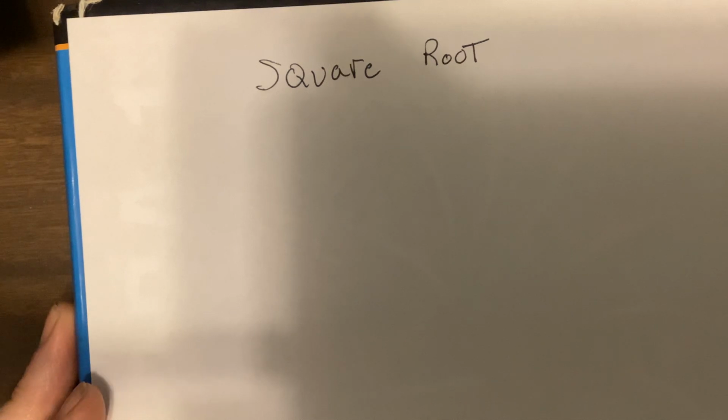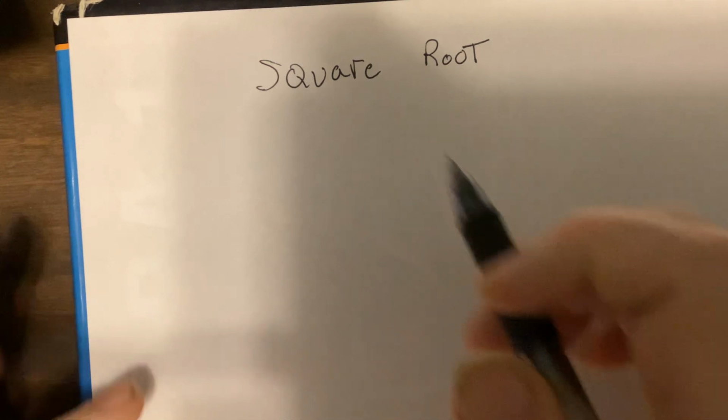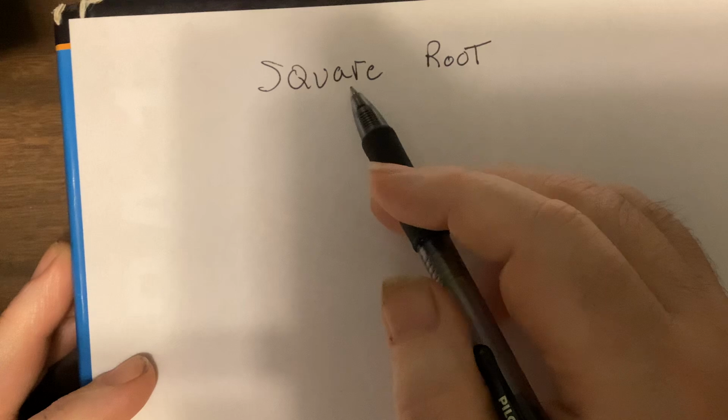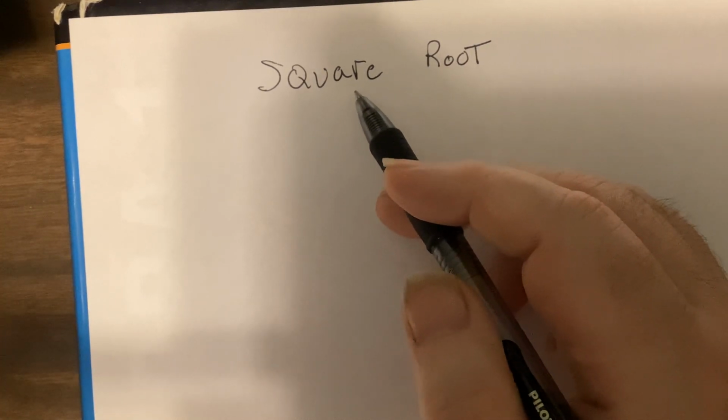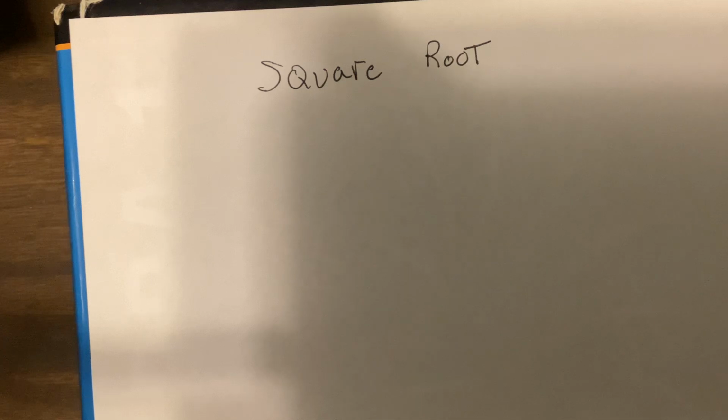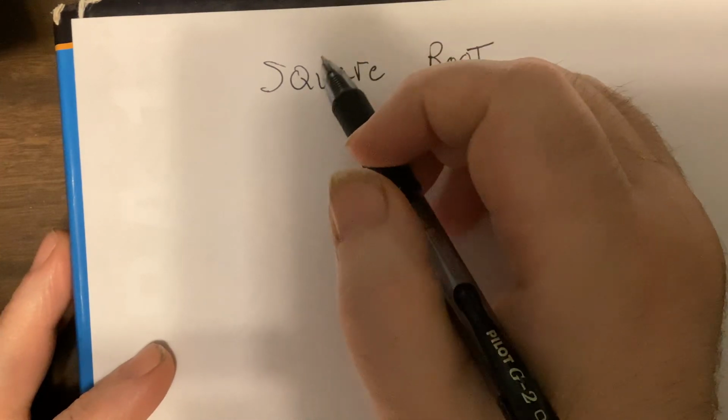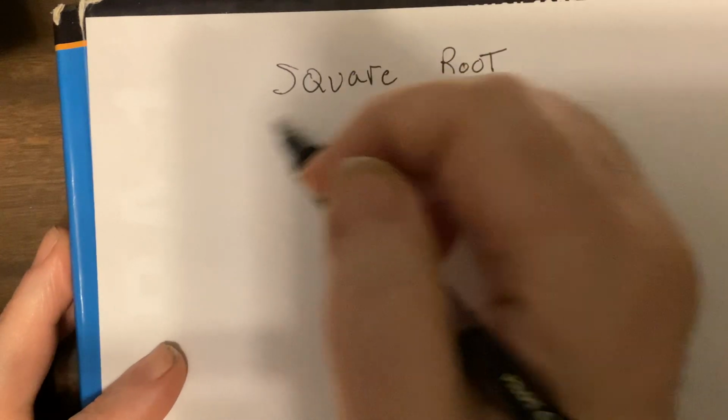Today we're going to start something that we're going to be working on probably past Easter vacation, and that is the square root. A square root is reversing the square. Like addition has subtraction, multiplication has division. To undo what's being done, the square root reverses the square.